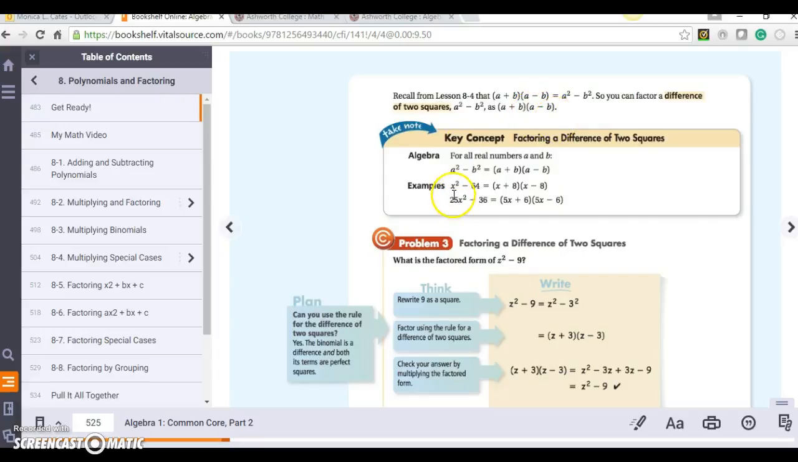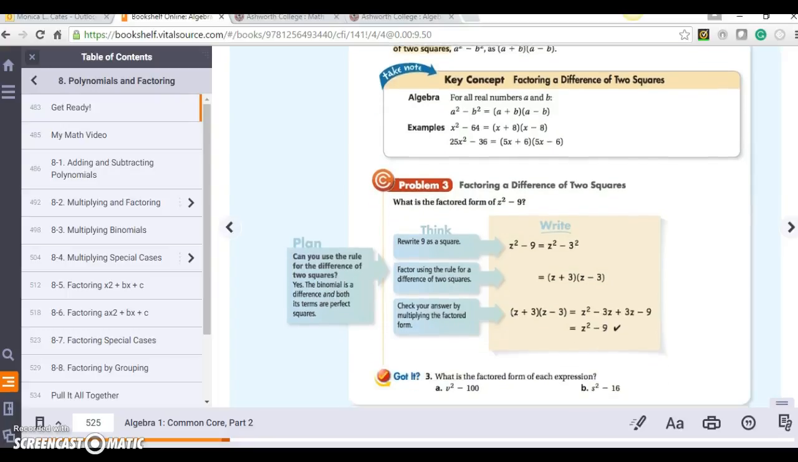So an example of this is if we have x squared minus 64. If I can take the square root of both of these, the square root of x squared and the square root of 64, if they're perfect squares, I can say that (x plus 8) times (x minus 8) is equal to it. The same thing goes here. 25x squared minus 36: the square root of 25x squared is 5x, and the square root of 36 is 6. So I get (5x plus 6) and (5x minus 6).